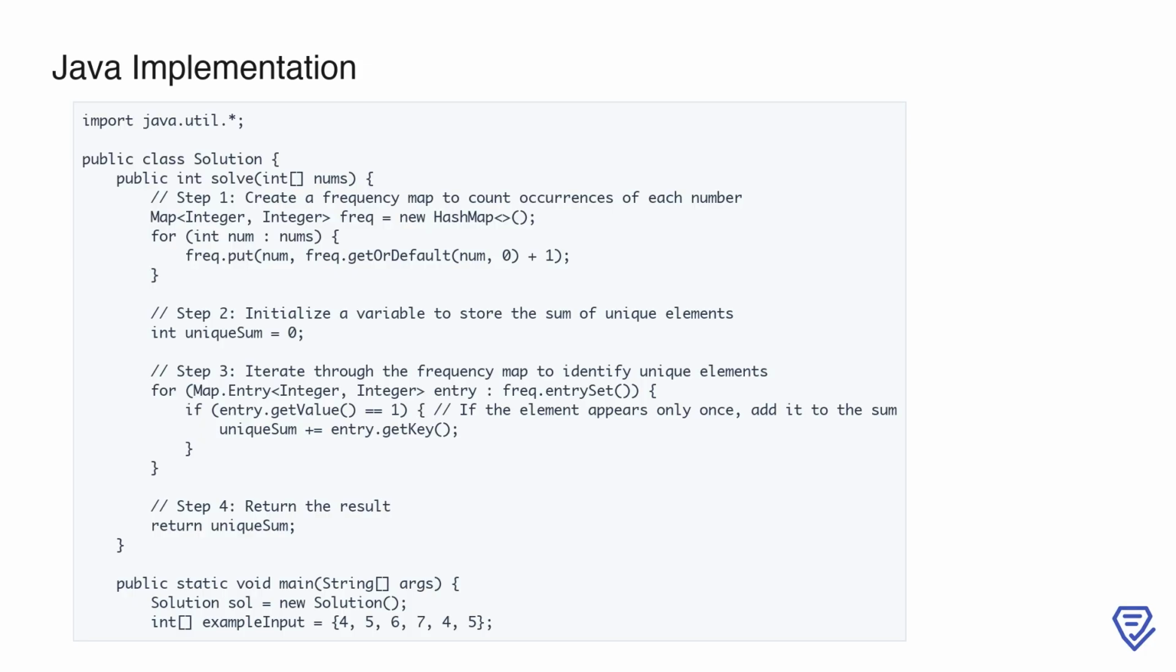This map will store each number as a key and the count of its occurrences as the value. To populate this map, we iterate through the input array and use the getOrDefault method to handle cases where the key doesn't already exist. Next, we initialize a variable, uniqueSum, to 0. This will be used to store the cumulative sum of elements that are unique. We then loop through the entries in the frequency map. For each entry, we check if the count, or value, is equal to 1. If it is, we add the corresponding key, which represents the unique number, to our sum. Finally, the method returns the value of uniqueSum, which represents the sum of all unique elements in the array.